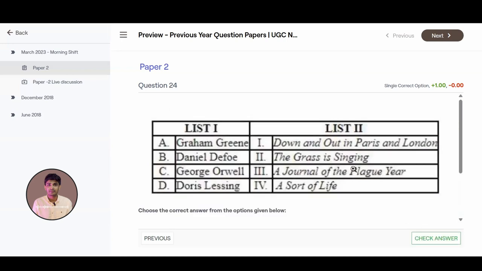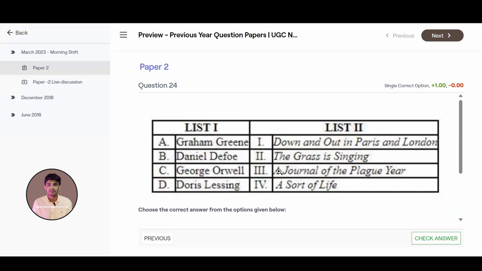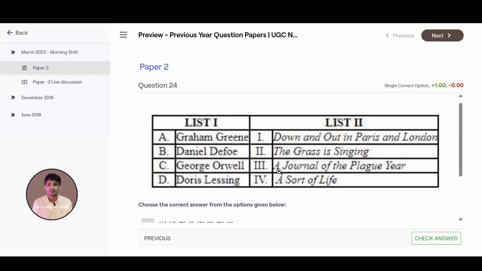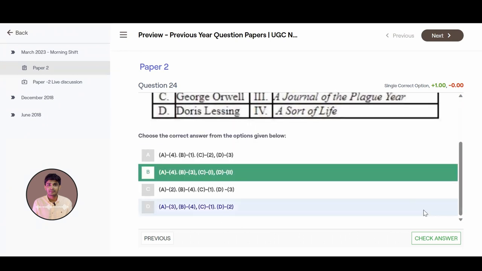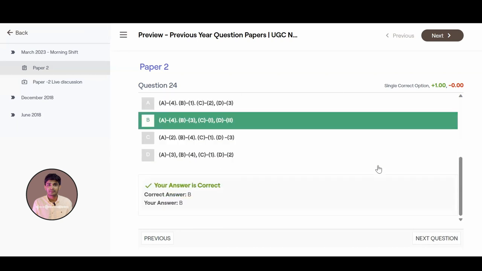It's again a match the following. We had plenty of match the following questions this time and assertion reason questions, both in paper 1 and paper 2. All right. On the left side, we have Graham Greene, Daniel Defoe, George Orwell, Doris Lessing, British writers. On the other side, we have Down and Out in Paris and London, The Grass is Singing, A Journal of the Plague Years, A Sort of Life. You have to give me the answer. Let's try with B. B is the answer.